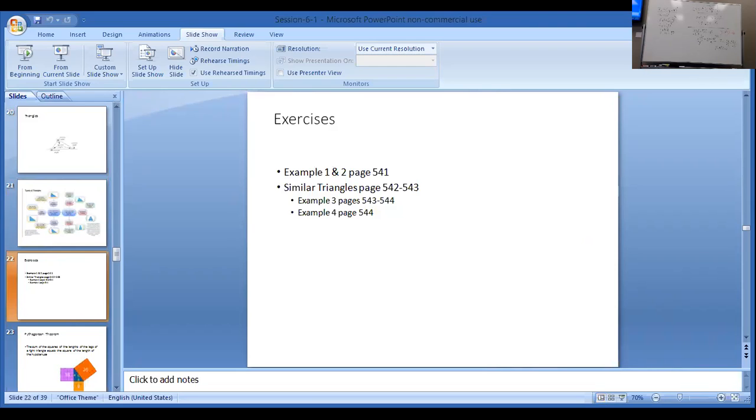Now, we want to find x. How can we find x? The ratio of the sides are equal. 5 over 8 would be the same as 7 over x. Are you following me? Any question? Okay. Therefore, if you solve that for x, x is 11.2.